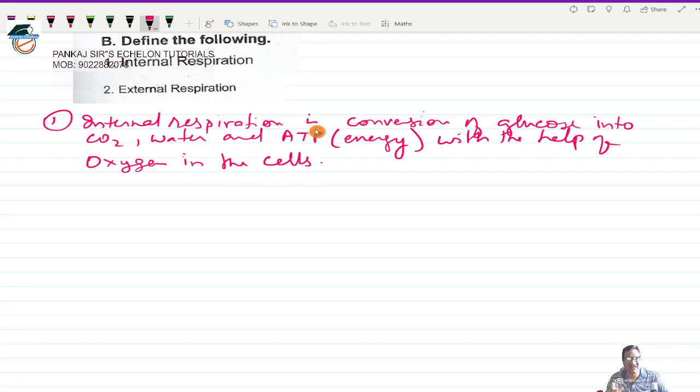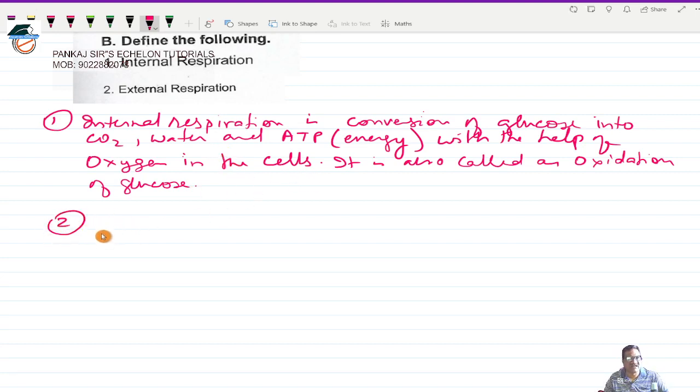What happens in internal respiration? The glucose, that is the food, is getting converted into carbon dioxide, water, and energy with the help of oxygen. It is also known as oxidation of glucose. So I will write that. It is also called oxidation of glucose. This is internal respiration.